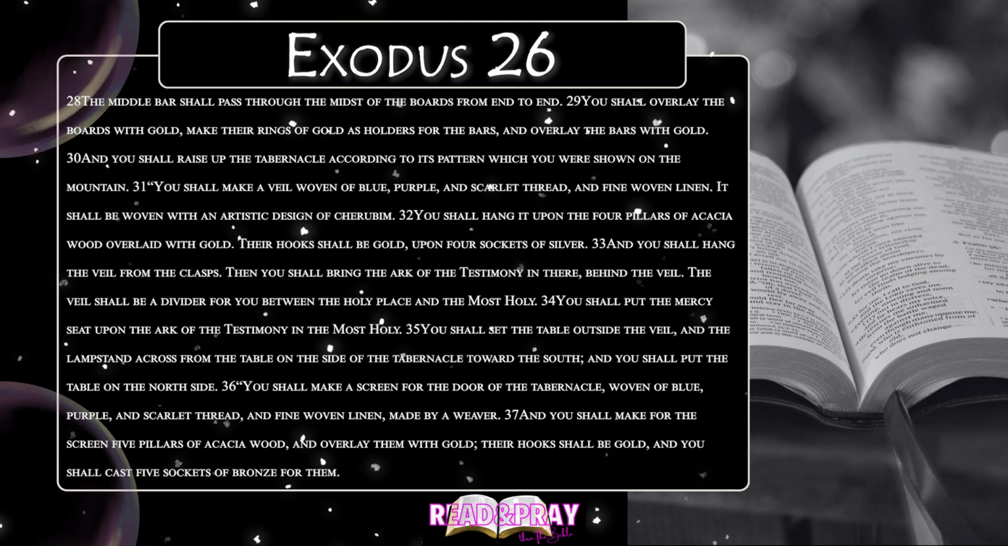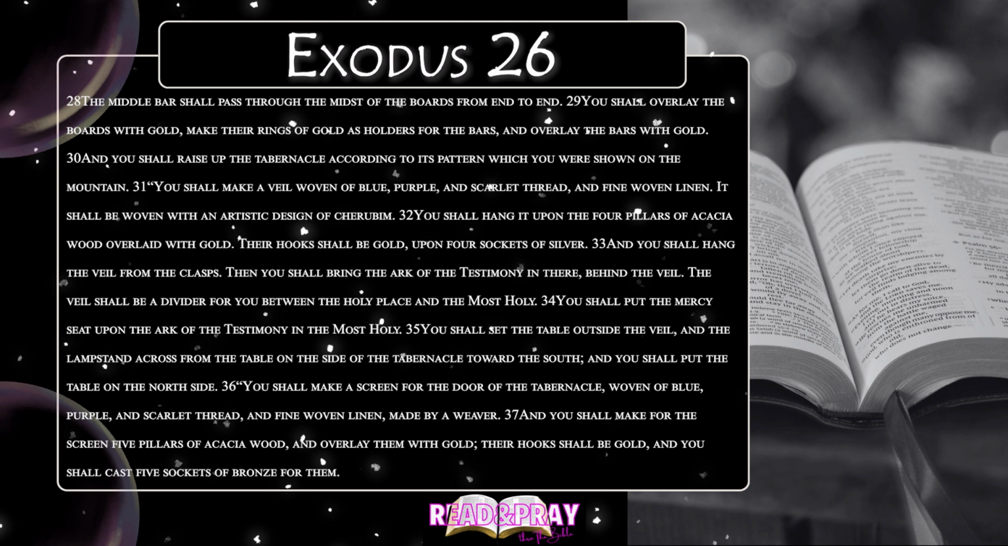You shall put the mercy seat upon the ark of the testimony in the most holy. You shall set the table outside the veil, and the lampstand across from the table on the side of the tabernacle toward the south, and you shall put the table on the north side.